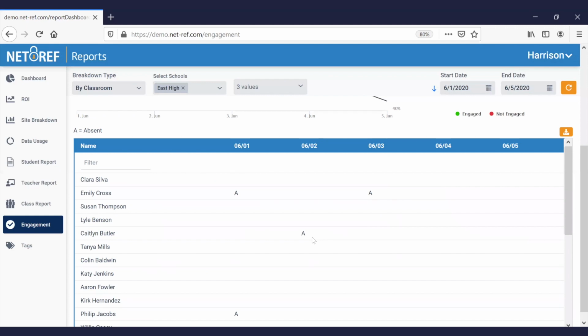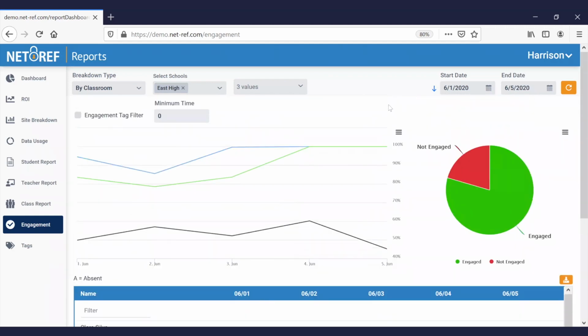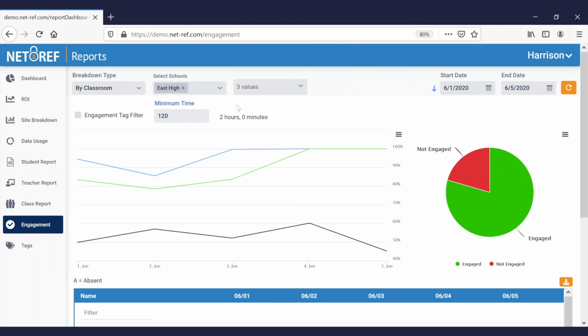But how can I know they were absent if they were learning at home and I couldn't physically see them at their desks to mark them as present or absent? With NetRef, each school or district can set a minimum threshold, say 2 hours, that students must be online in order to be counted as present.